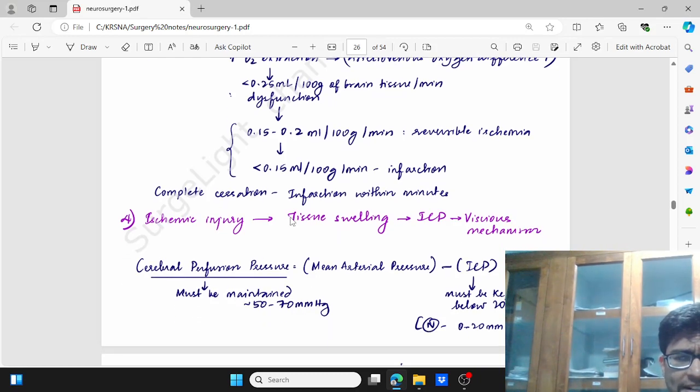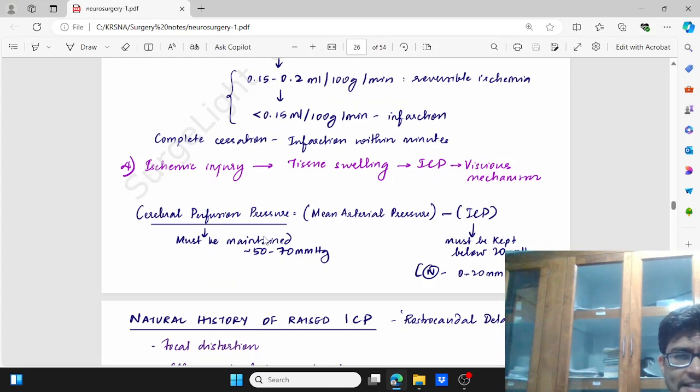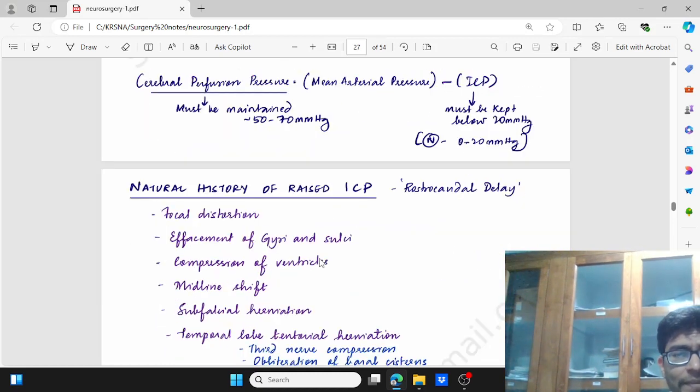Ischemic injury results in tissue swelling, which results in increased intracranial pressure, which results in a vicious cycle. Now we see the cerebral perfusion pressure, which is mean arterial pressure minus intracranial pressure. ICP must be kept below 20 mm of Hg, and is normally 0 to 20 mm of Hg, and cerebral perfusion pressure is around 50 to 70 mm of Hg.